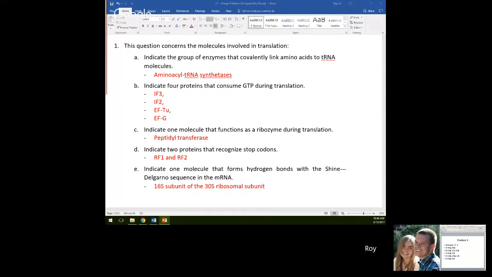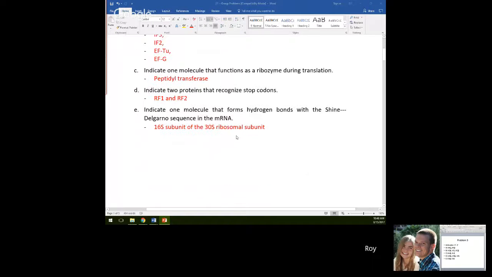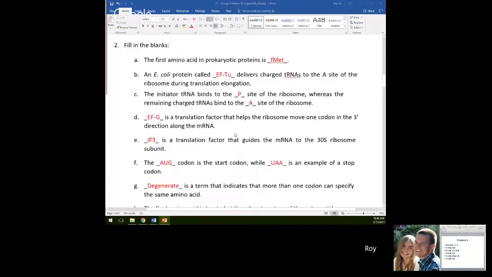I didn't know that there were 2 different proteins. E is to indicate 1 molecule that forms hydrogen bonds with the Shine-Dalgarno sequence of the mRNA, and that is the 16S rRNA of the 30S ribosomal subunit. So that's question 1. It's pretty straightforward. And then I also had question 2.